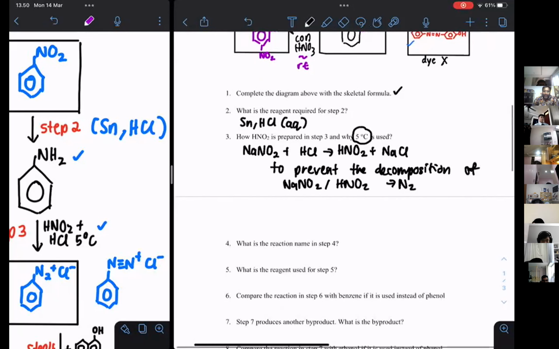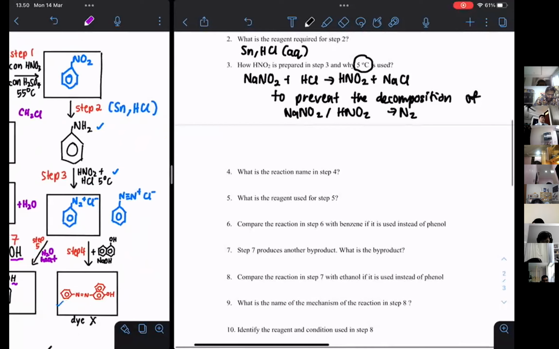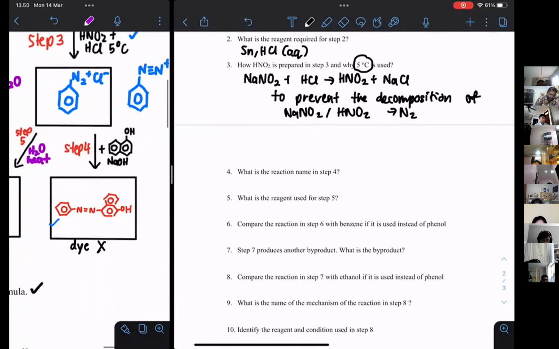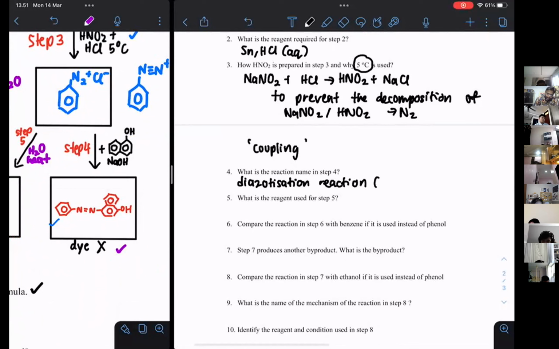Now, number 4, what is the reaction name in step number 4? Let's look at step number 4. You see this step, you're trying to form the diazonium. So when diazonium is reacting, we know that it's a coupling reaction, but don't go and give coupling reaction because coupling is the term used in the textbook. In your syllabus, they didn't mention coupling. So I will suggest, if they ask you to write the reaction, write down diazotization reaction, or you just put like this and then put bracket coupling if you want, if you want to be safe.